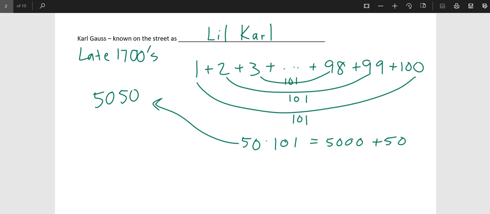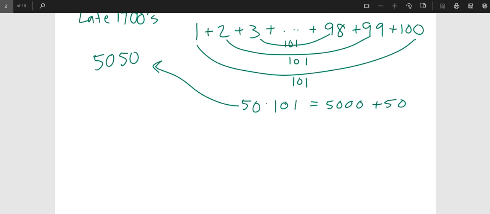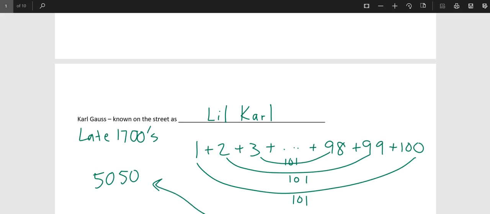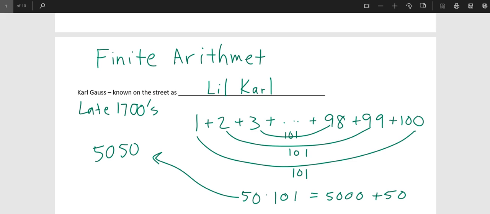So let's look at what Lil Carl's formula, what he came up with. So the formula for adding up all these terms of an arithmetic, and I should go back and state this, this is a finite arithmetic series.